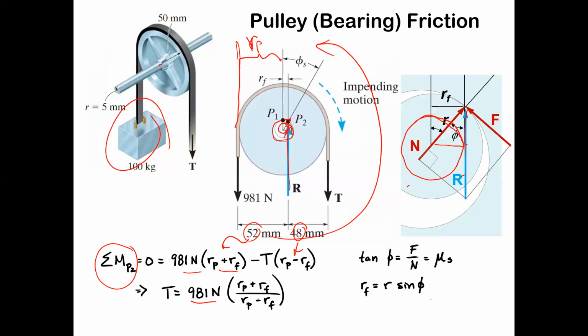That's if you're trying to make it move, not just holding, you're trying to pull it up. So with impending motion in this direction, you're getting a little bit of friction, right? Whatever RP plus RF over RP minus RF is, this will be a number greater than 1. So T is going to be larger than your load of 100 kilograms if you want to hoist it up with a real pulley that has a little bit of friction. So it's not a huge amount.